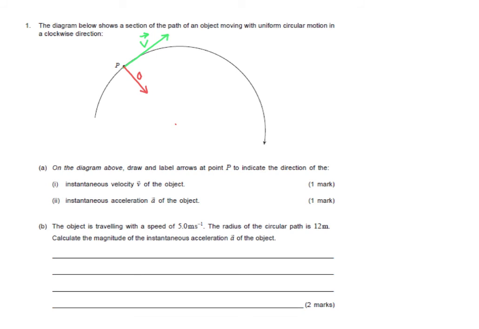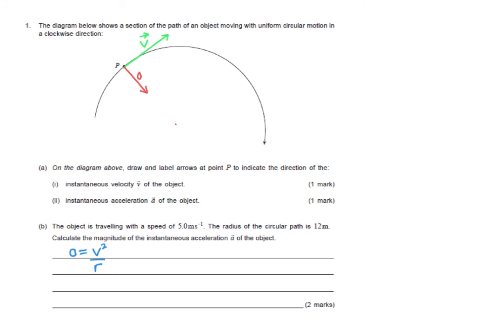Secondly, the object is travelling with a speed of 5 metres per second. The radius of the circular path is 12 metres. Calculate the magnitude of the instantaneous acceleration, a, of the object. So, the formula for acceleration for a circular object, and this is on your formula sheet, so you don't have to remember this as such, is a equals v squared on r. In the old days, you used to have to derive that formula, but we don't make you do that anymore.